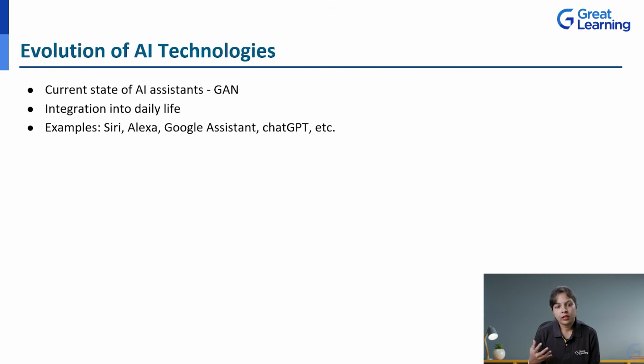AI tools are integrated into our daily lives. Even small tasks like scheduling a meeting in your calendar or notifying you of certain events are being taken care of by AI tools. The examples are Siri, Alexa, Google Assistant, ChatGPT, and many more. Nowadays, every other day, some new AI tool is being developed on the concept of AI and machine learning.